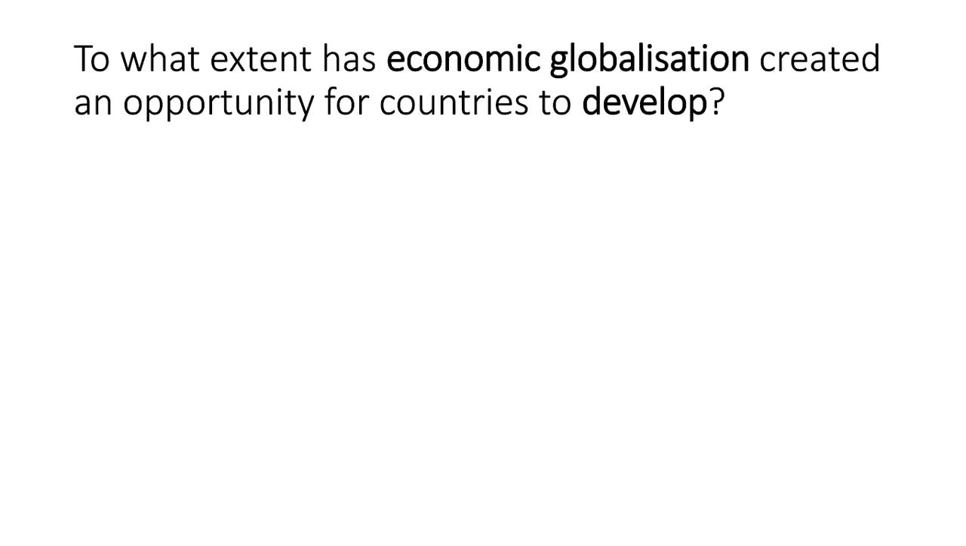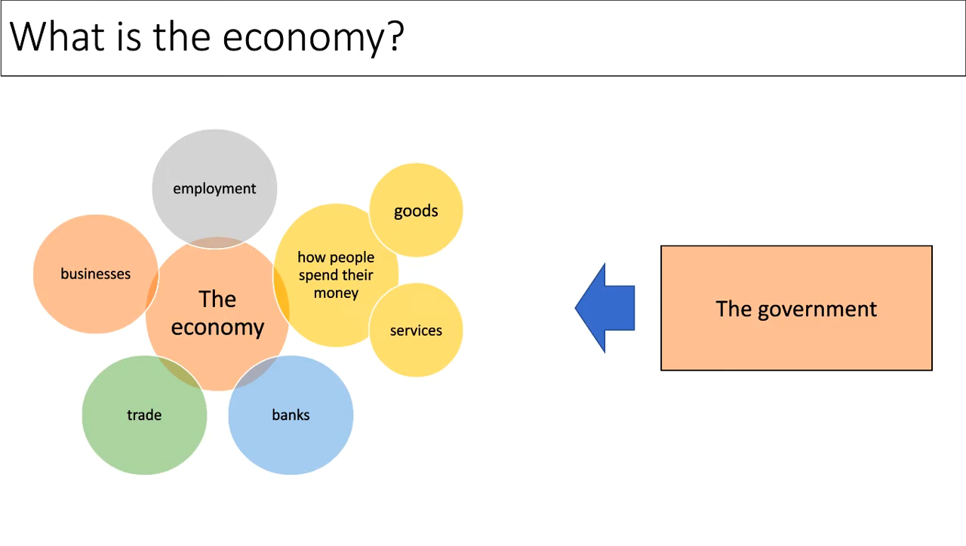So first, the question is about economic globalisation, and economic means to do with the economy. So we need to know what the economy is. The economy is the system in which goods and services are created and how they are traded. When we say a system, what we mean is a series of interconnected things. So we look at this diagram on the screen. The economy is in the middle. And around the economy, we have all these different interconnected things that make up the system.